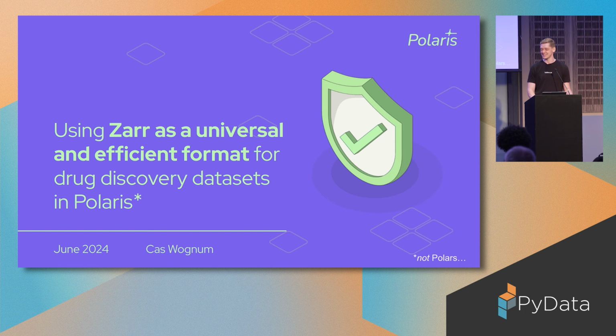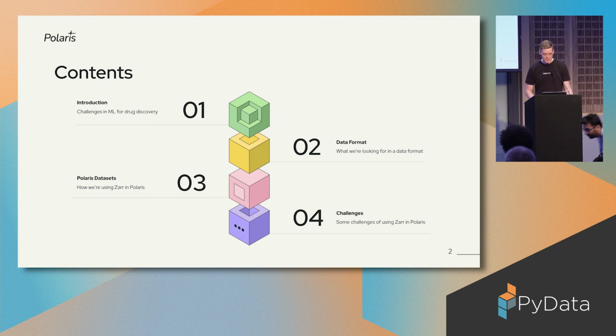So this is what we'll be discussing today. We'll start off with a bit of an introduction, just to set the stage for the rest of the talk, to make sure everyone has a basic understanding of what machine learning for drug discovery is all about. After that, we'll be talking about the data format, specifically some of the considerations we had as we were designing this system. Then we'll talk about how we actually ended up implementing data sets within Polaris. And finally, we'll touch upon some of the challenges that we encountered that maybe were a little less expected, but nevertheless very important.